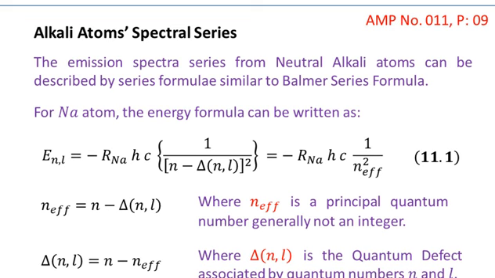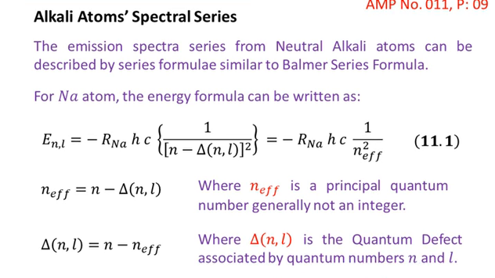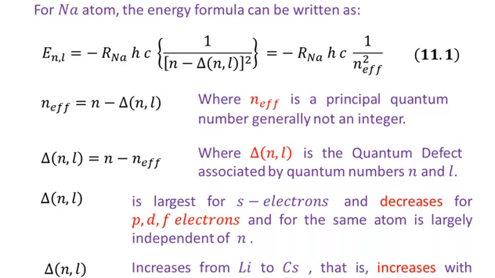So now let me explain these terms. n effective is equal to n minus delta of n, L. This n effective is a principal quantum number, generally not an integer. So for the sodium atom, we should take n effective as the principal quantum number, but we should keep in mind that this is generally not an integer.